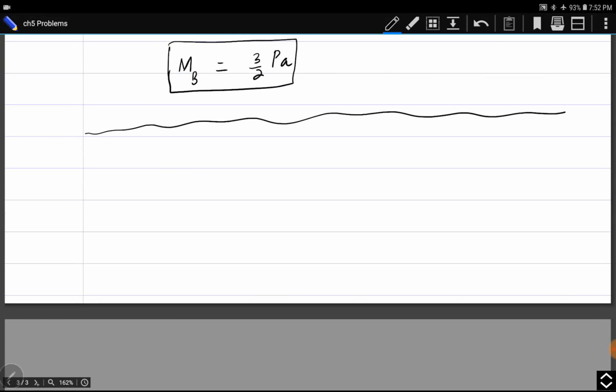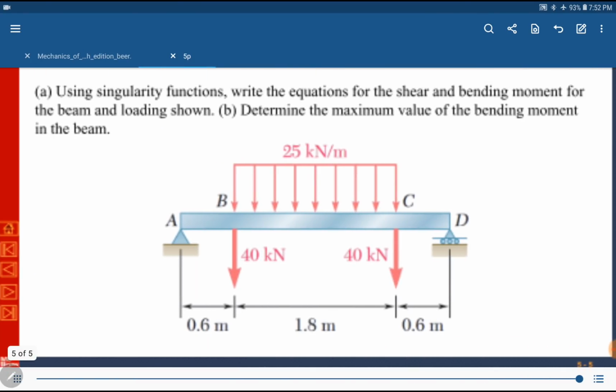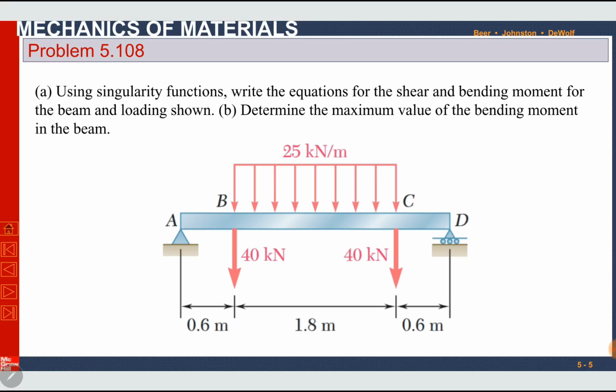Okay, we will move further towards the next problem, which is problem number 108 from the exercise. Using singularity functions, write the equations for shear and bending moment for the beam and loading shown. So we will use singularity functions to write the expression for shear force and bending moment. And part B, determine the maximum value of bending moment in the beam. So first we will write expressions for shear force and bending moment.